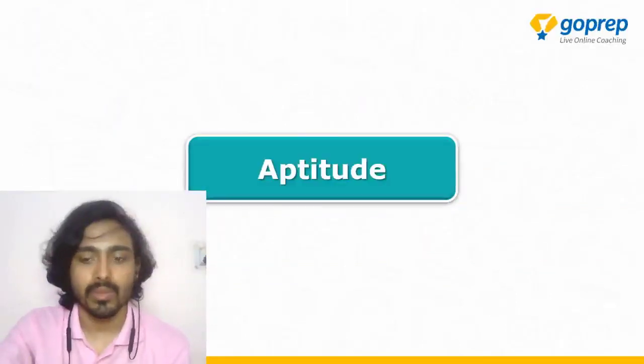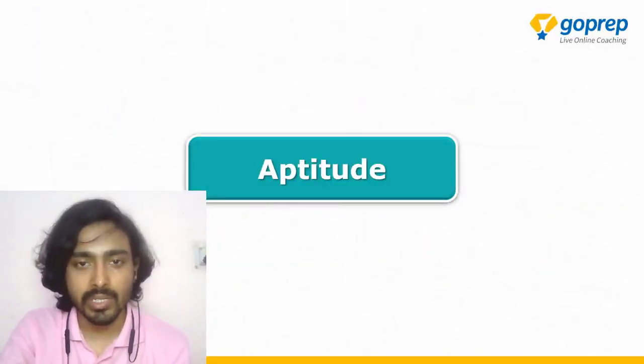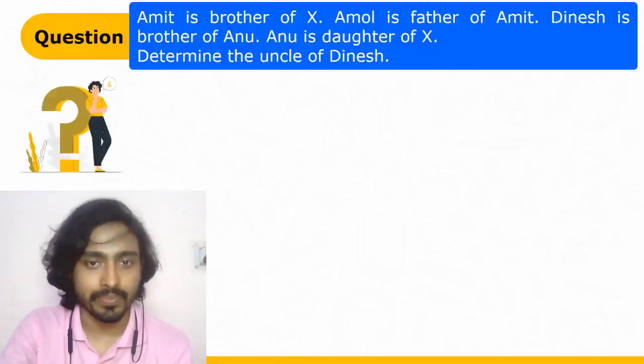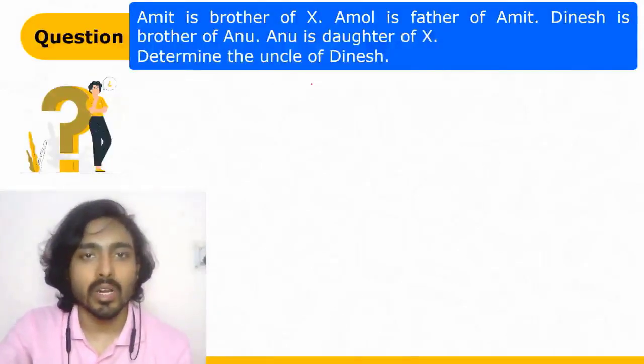Let's move ahead. Let's welcome to the aptitude section. Let's look at the aptitude questions. So Amit is the brother of X. Let's say you are X and your brother is Amit. Okay, so Amit and you are brothers.